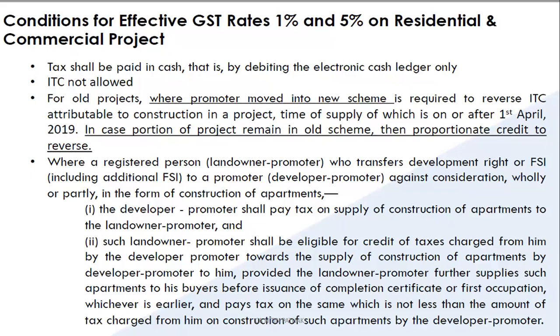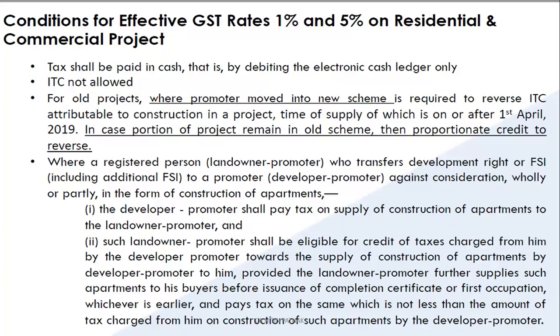Condition for GST. I am coming back to this again because the example is going to follow on the basis of this. The example that comes now will follow this base. Condition for effective GST rate of 1% and 5% on residential and commercial projects: tax shall be paid in cash, that is, by debiting the electronic cash ledger. ITC is not allowed. ITC for old projects where the promoter opts for the new scheme, this is not important. This is what we are reading for.